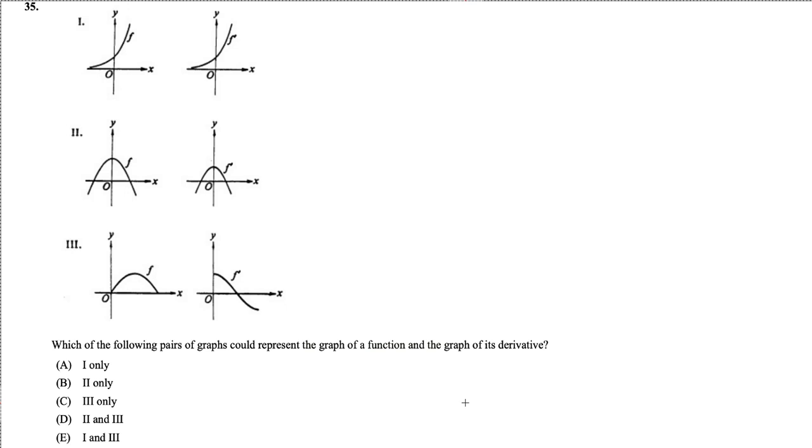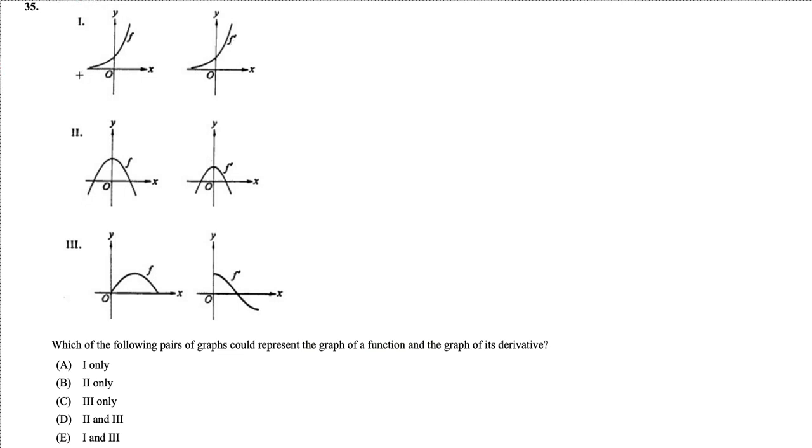35, what you really want to do is make sure that you know that the slope of the tangent line is given by the derivative of f, and that's what you need to use here. So they're asking us which pairs of graphs could represent the graph of a function and the graph of its derivative. So they have here f and then f prime.